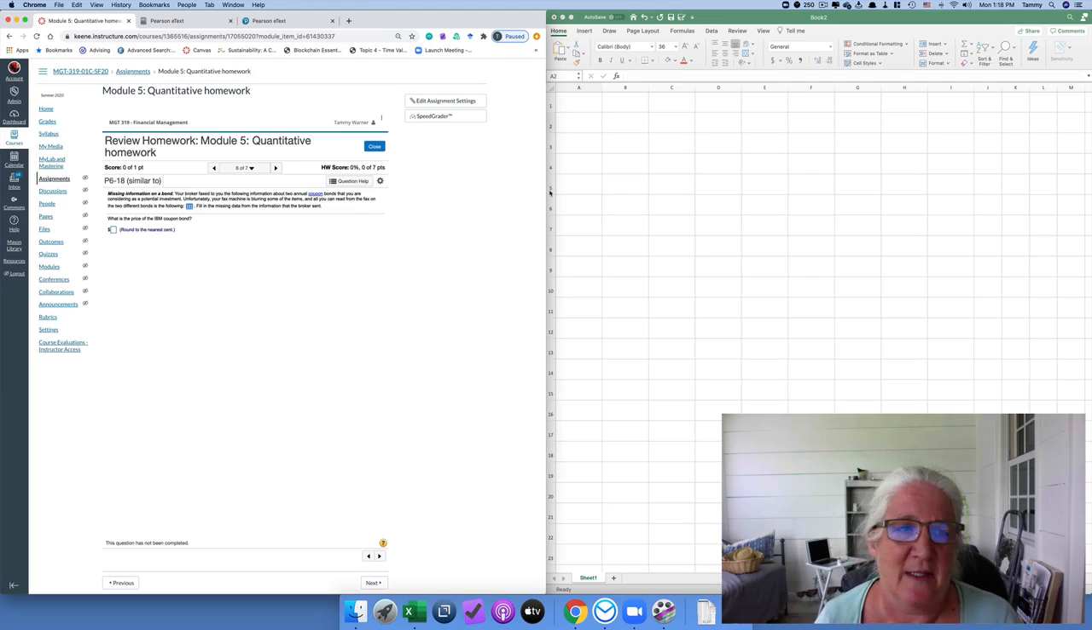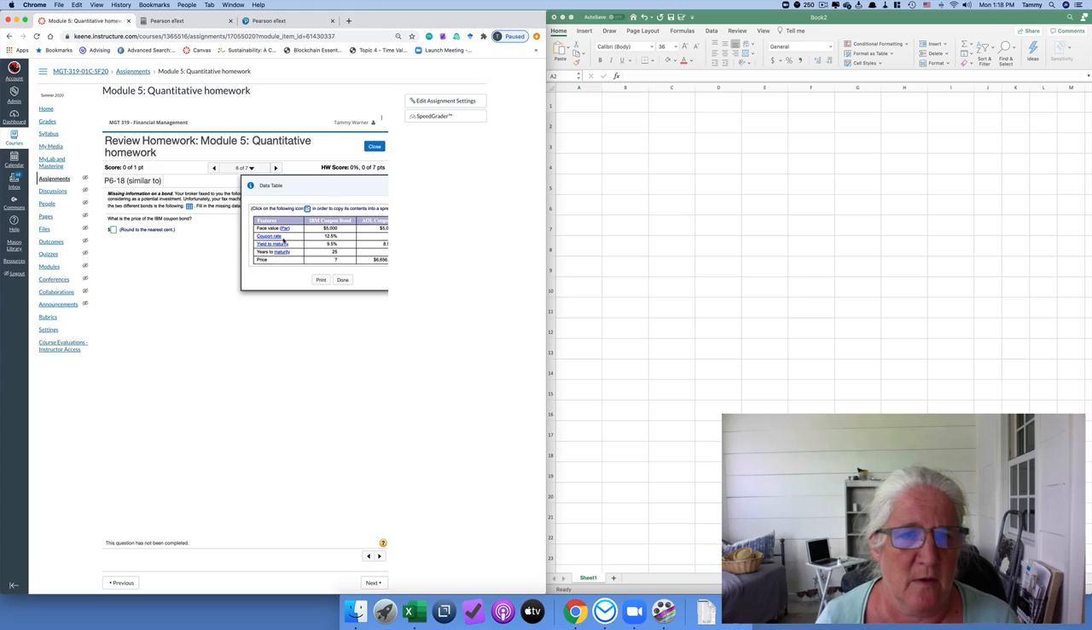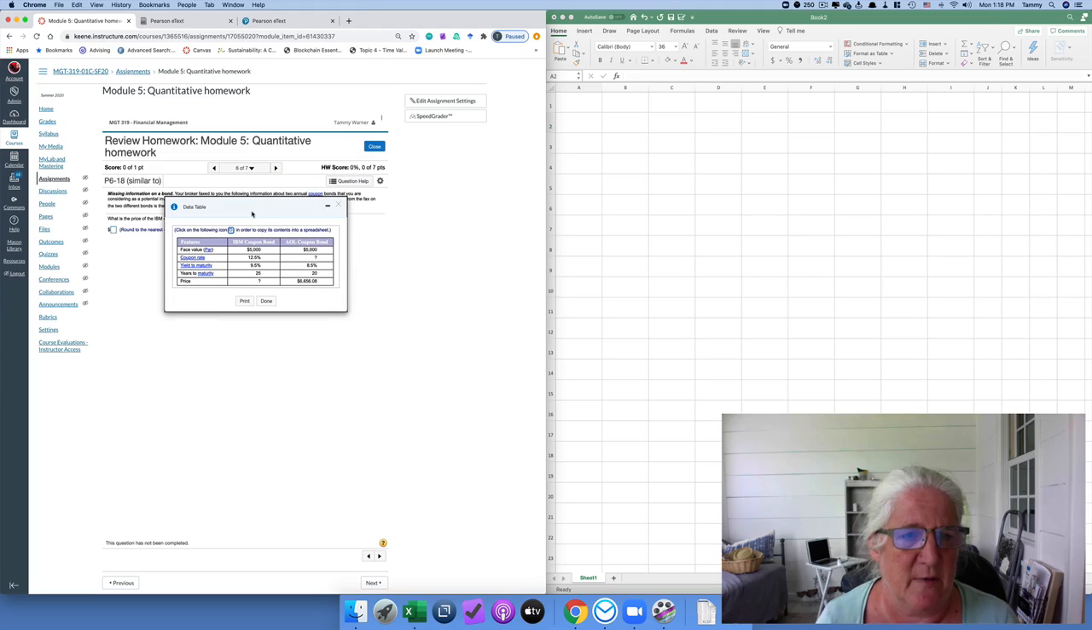All right. So the second to last one is looking for missing information in the bond coupons. And so here is what we're given. So here's what we're given. We're given the par, the coupon rate, the years, the yield, the years, and the price of the bonds.